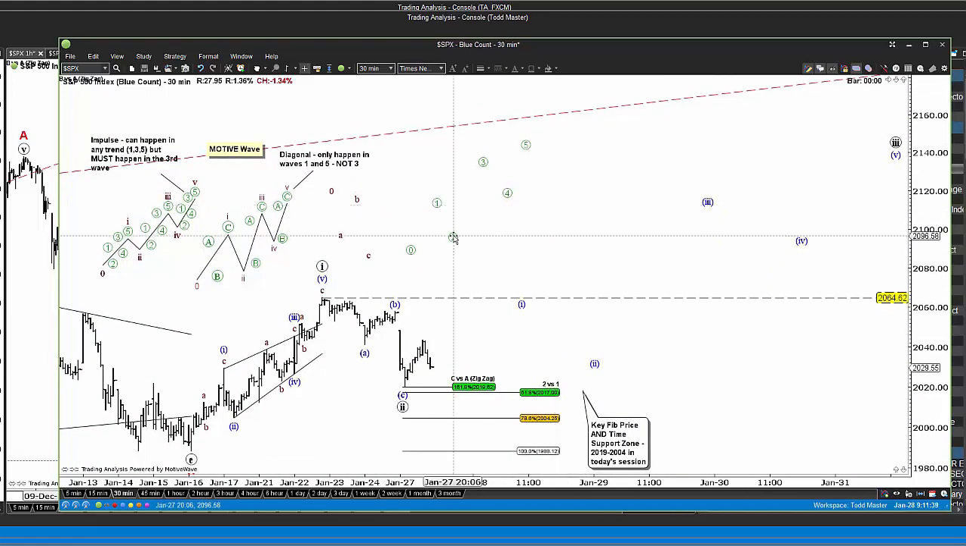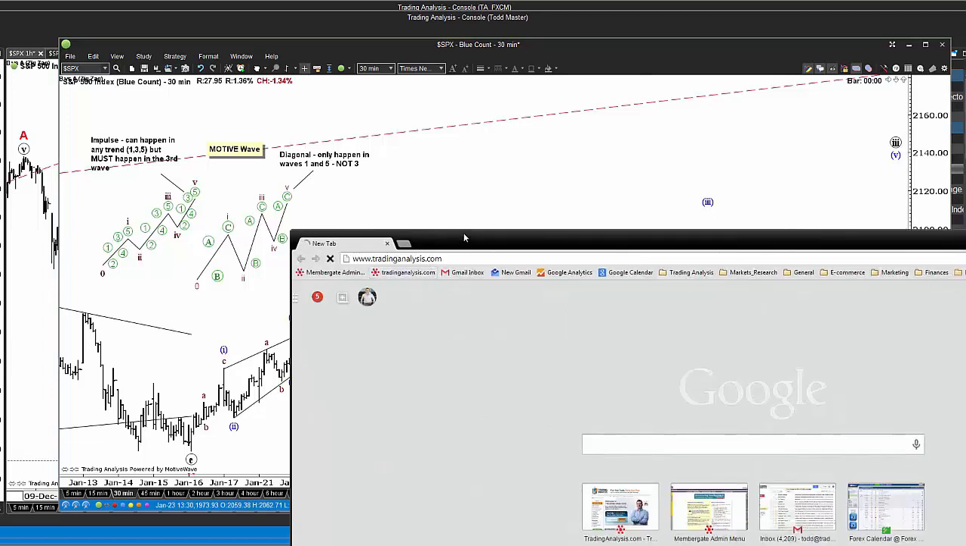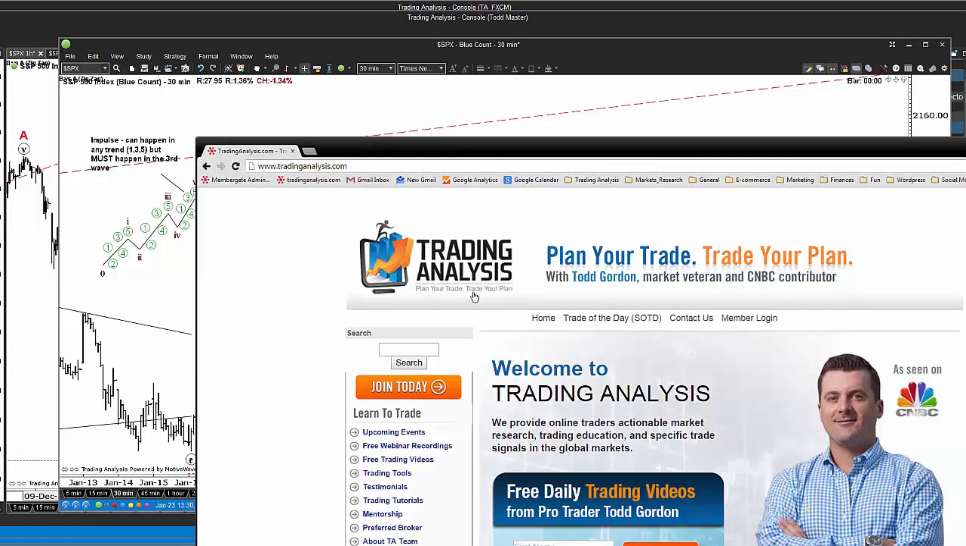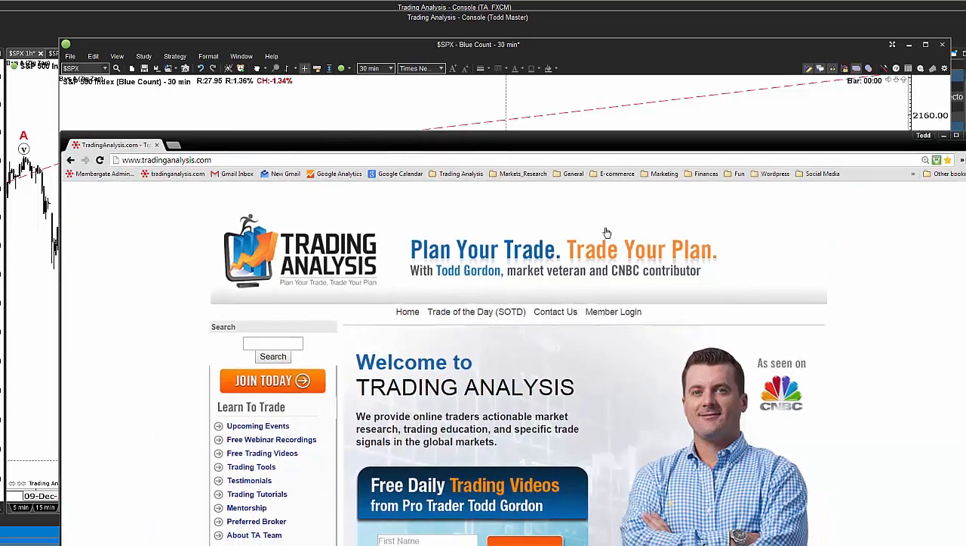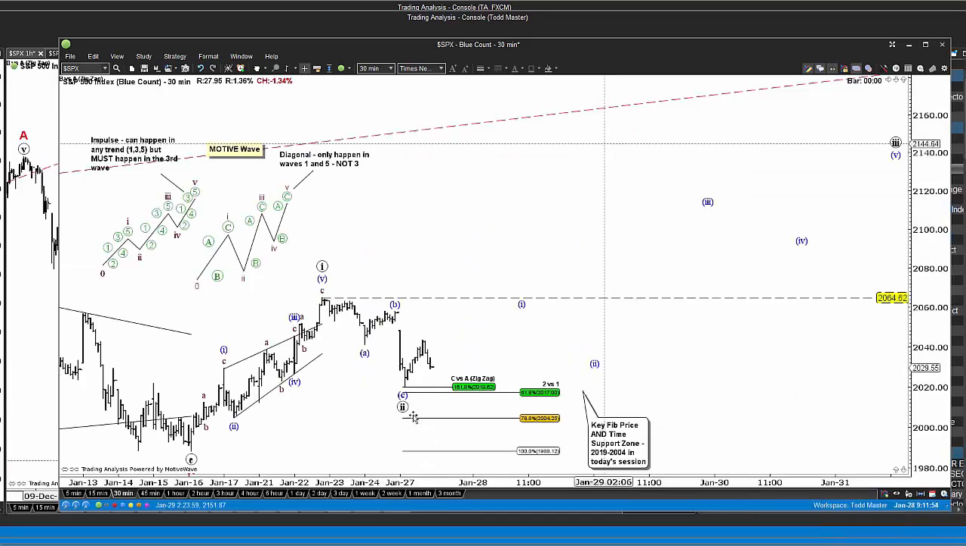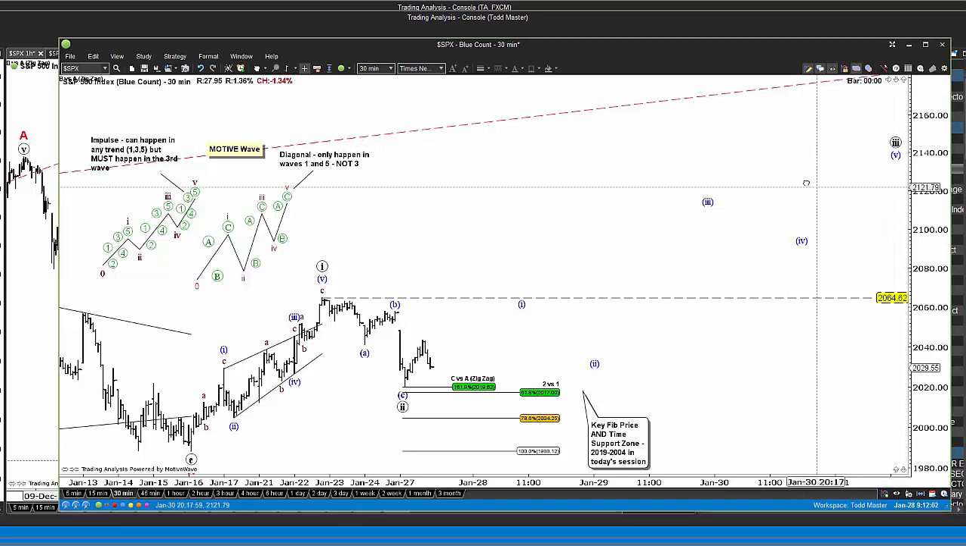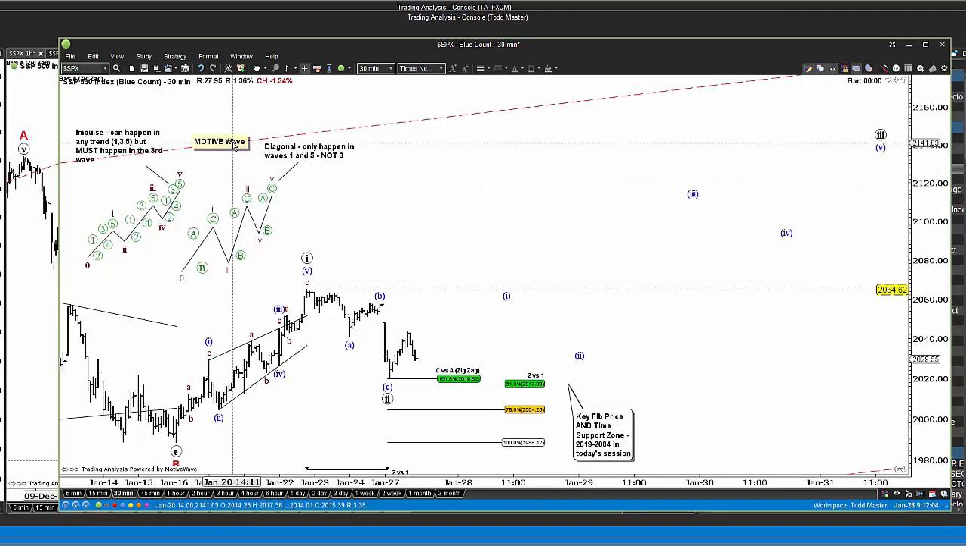Now, here is how you trade with the motto of my company, which is plan your trade, trade your plan. Big, bold letters up there. You want to lay out some targets for this ongoing third wave. You want to see how far this move can go. And remember, it's going to be a motive and it's going to be an impulse if it's right, because an impulse can only happen in the third wave.